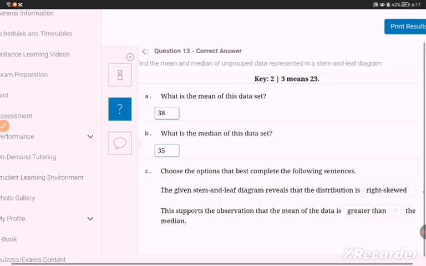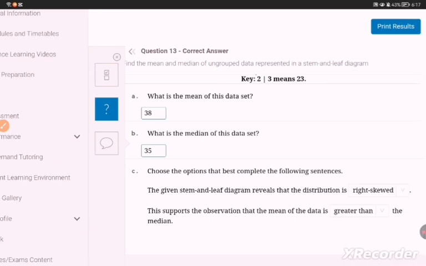Now, the given stem and leaf diagram reveals that the distribution is right skewed. That is because your mean is greater than your median. Okay, so that's it for quiz 2.1 for the statistics week 9 periodic.